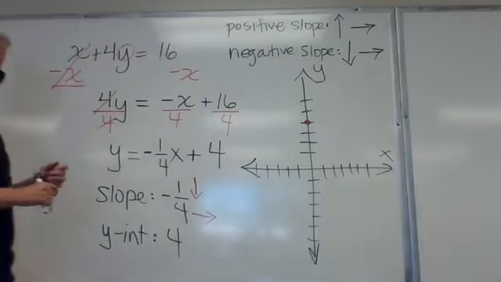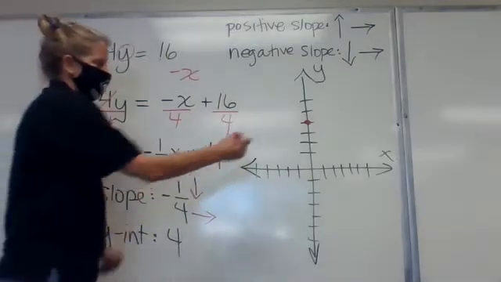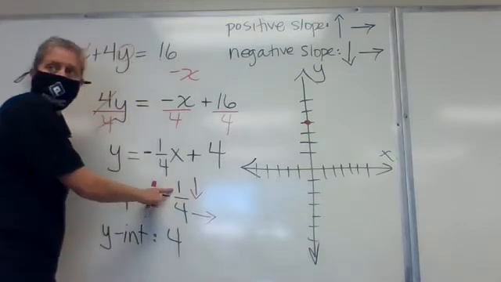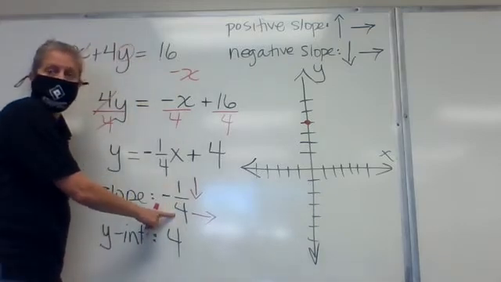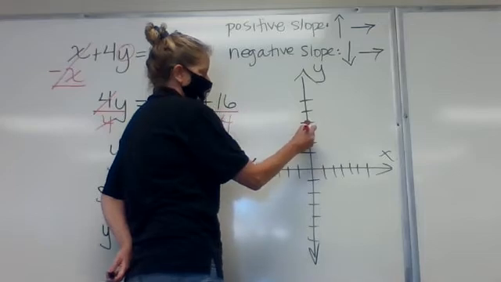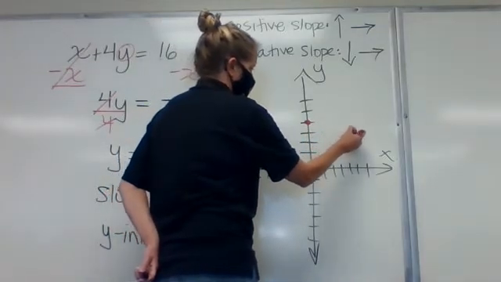So what do I need to do? Here's my rise and run. Where am I starting from? I'm starting from this red point. I'm going to go down 1, right 4. Starting here. Down 1, right 1, 2, 3, 4.